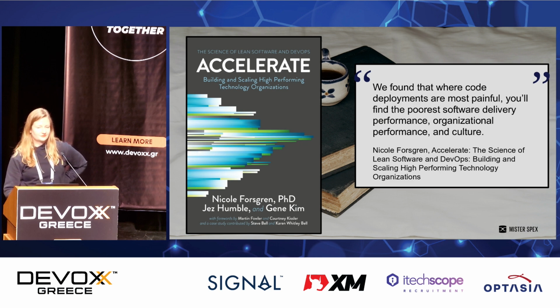And the quote on the right side probably explains why I believe that that book is helpful. And the quote is, we found where code deployments are most painful, you'll find the poorest software delivery performance, organizational performance, and culture. And that's interesting because, yeah, software delivery performance, that's something IT people talk about, but where code deployments are most painful, you find the worst organizational performance. That means you don't earn money. And now it's getting interesting for other people as well. Culture, okay. I believe the second part is the most interesting.